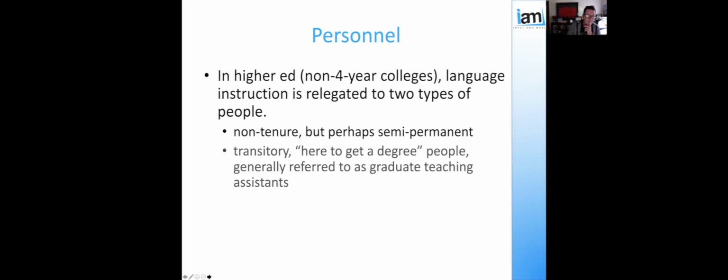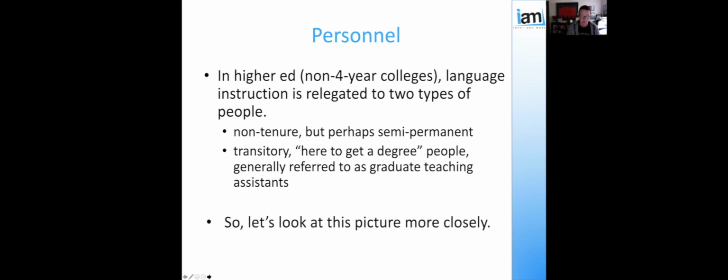Now in higher ed, in non-four-year colleges, that is, like research institutions that have graduate degrees, language instruction is often relegated to two types of people. One type is non-tenure, but perhaps semi-permanent. Sometimes, we all know there are adjuncts that rotate every year, but then there are people who are on a more permanent basis. And then there are what I call transitory. These are people here to get a degree, and these are often referred to as graduate teaching assistants. Not every university deploys them the same way, but in the institutions I've worked in over the years, graduate teaching assistants tend to do the bulk of quote unquote language teaching, right?